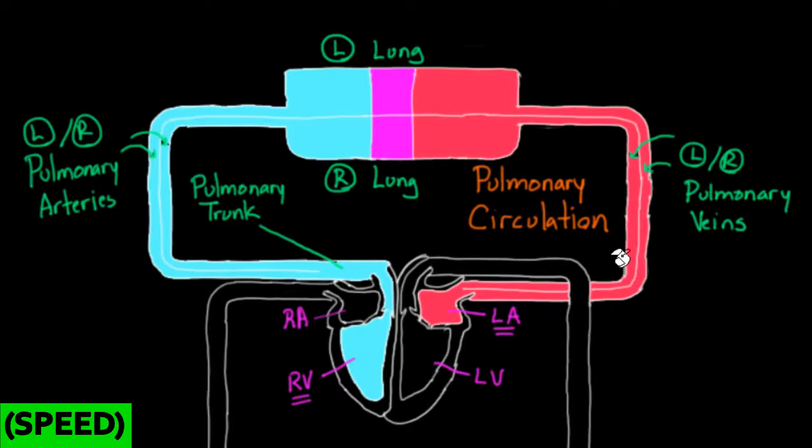But let's now keep going and talk about the second part of the circulatory system, which is the systemic circulation. So now the journey starts with the left ventricle. So let me start there.